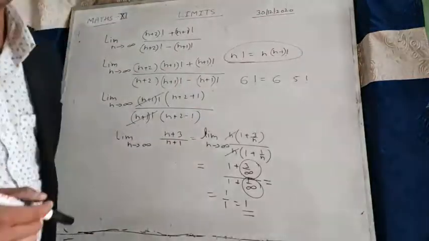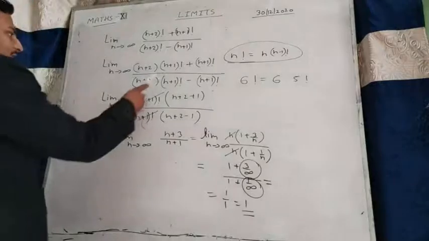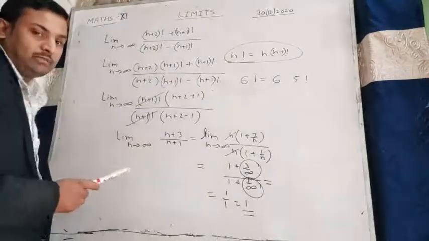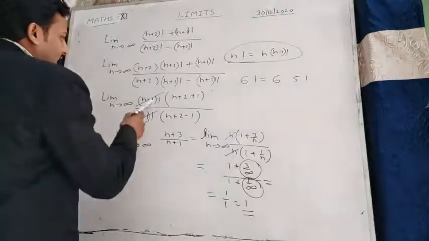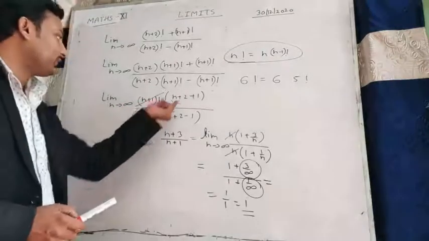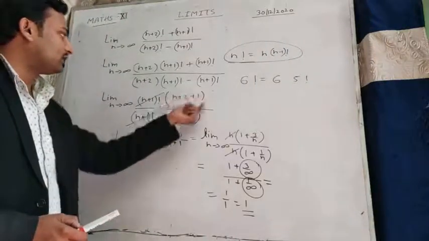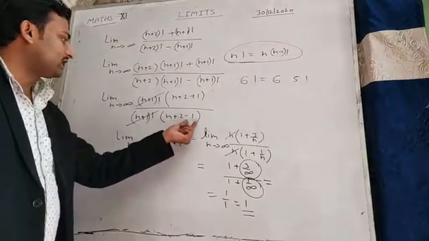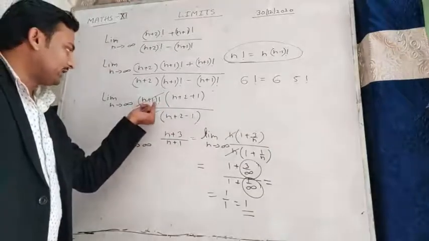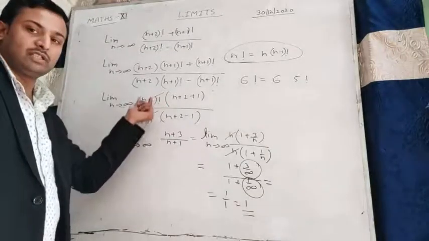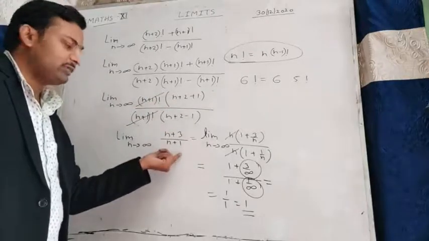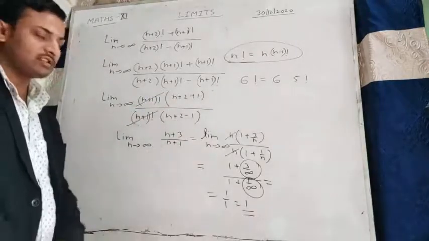Okay student, now we are seeing that factorial n plus 1 is in numerator and denominator both. So we are taking factorial n plus 1 outside in numerator and denominator, getting what? n plus 2 plus 1 and n plus 2 minus 1. We are seeing that factorial n plus 1 is cancelled in numerator and denominator. The remaining term is what? n plus 3 by n plus 1.